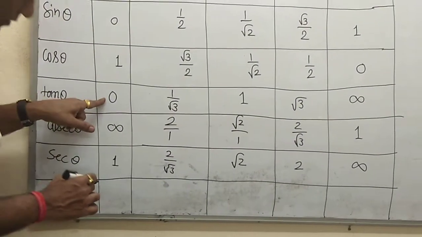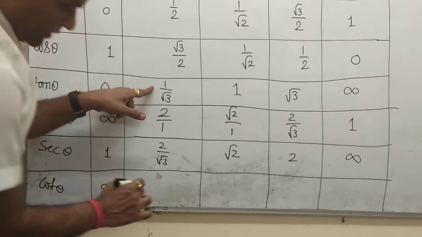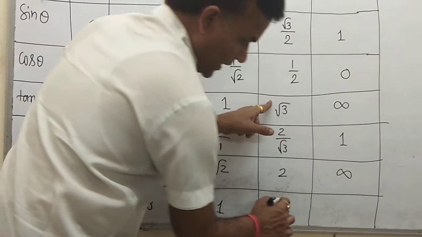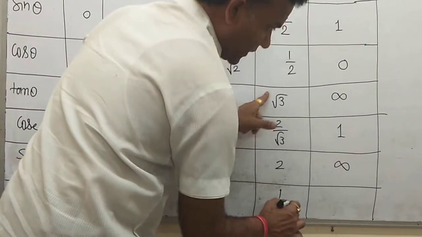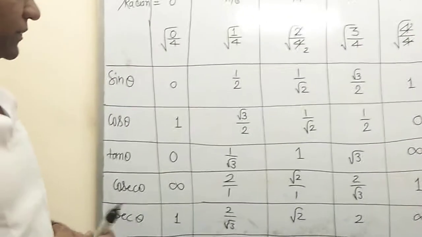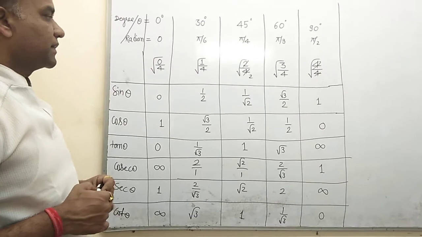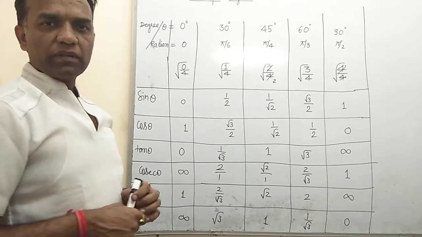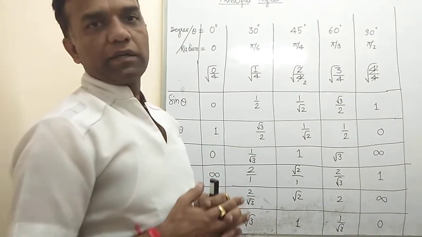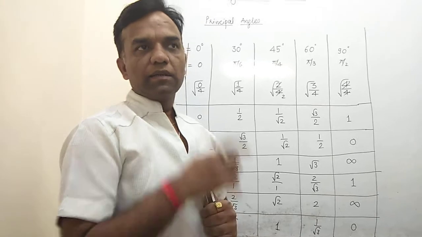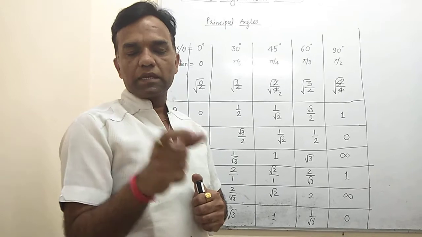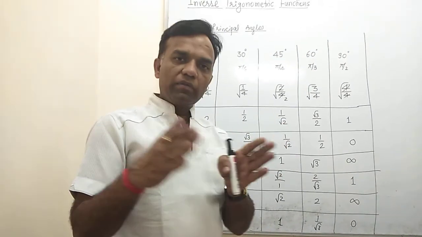Similarly cot theta, here we have 0, that is not defined. So you write down here root 3, the reciprocal of 1 is always 1, and the reciprocal of root 3 is 1 by root 3, and the reciprocal of infinity is 0. Okay, so these are the principal angles, and you should revise them so many times. First you draw the chart. You start from the principal angles. First you learn 0 degree, 30 degree, 45 degree, 60 degree and 90 degree.